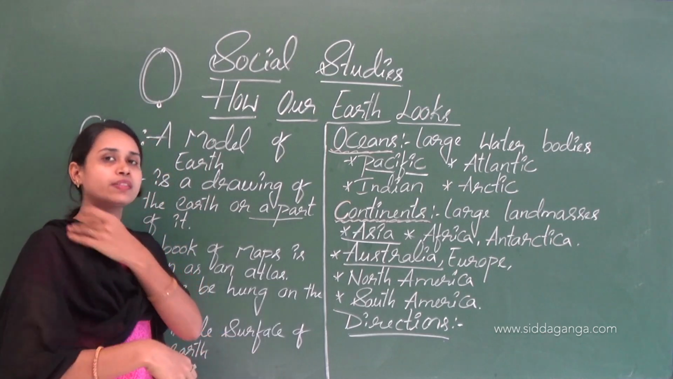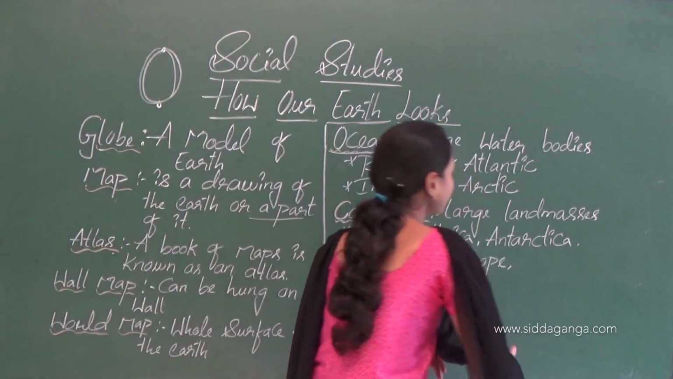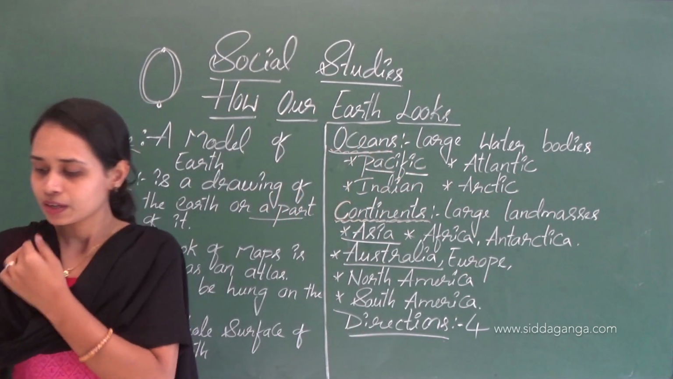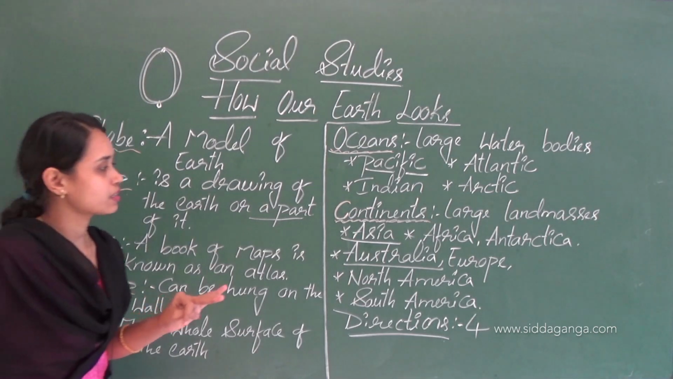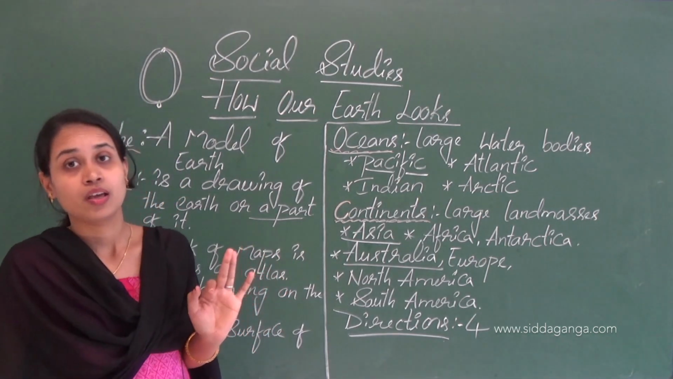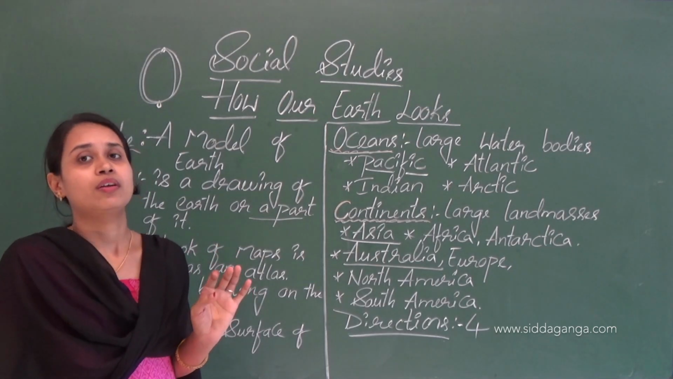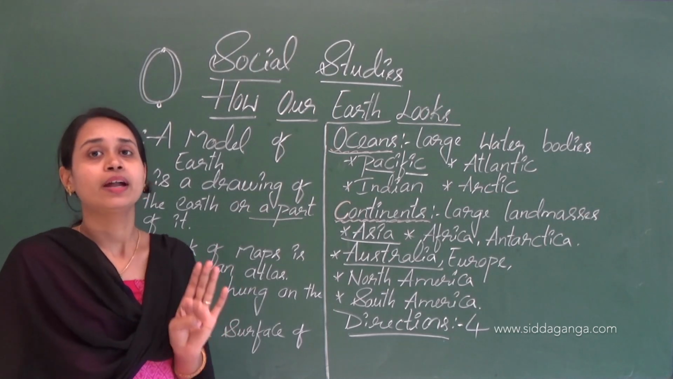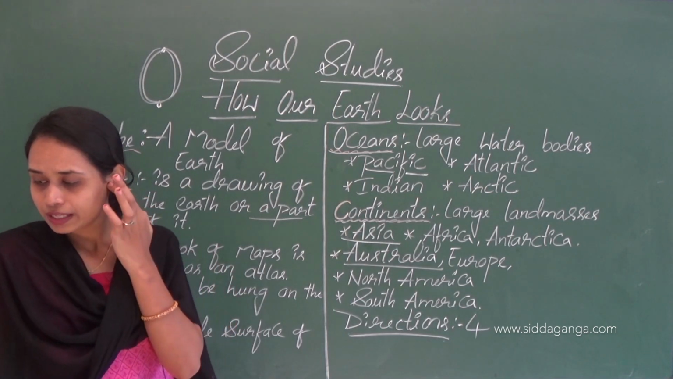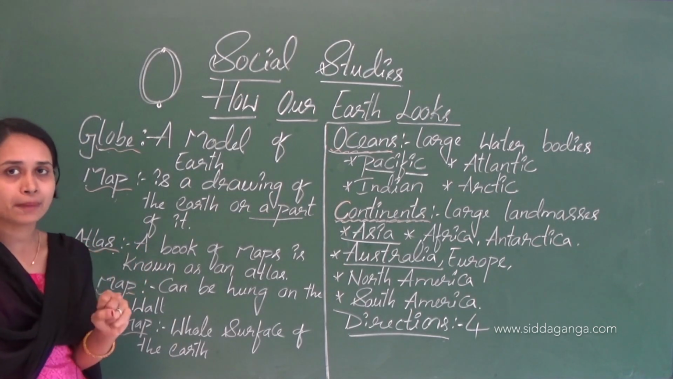So direction, there are 4 main directions. How many directions? 4 directions, okay. So here: north, south, east and west. Which are the directions? North, south, east, west. They are the main 4 directions, okay. These directions help us to locate the places on a map.